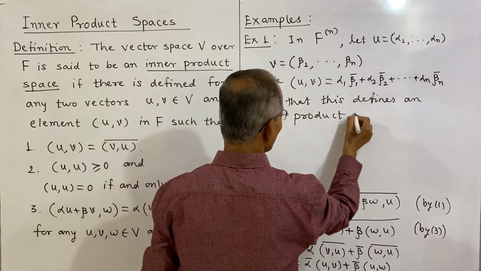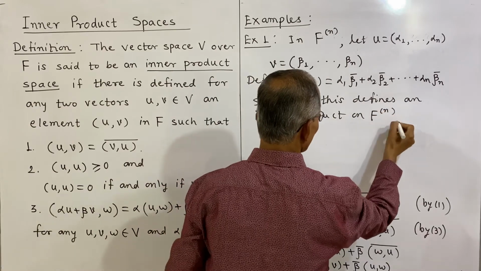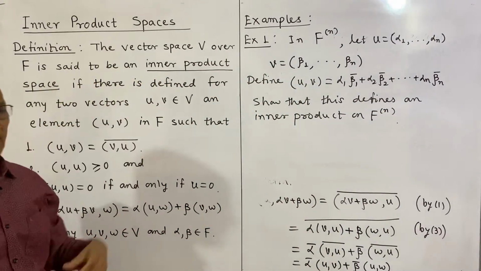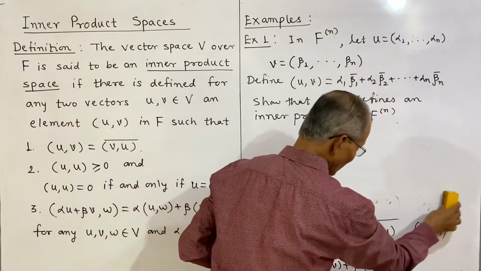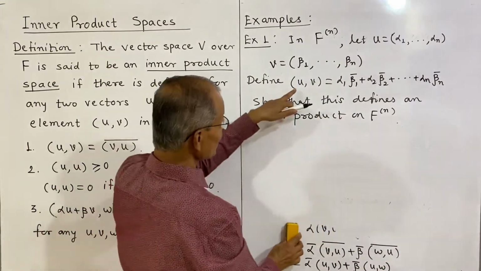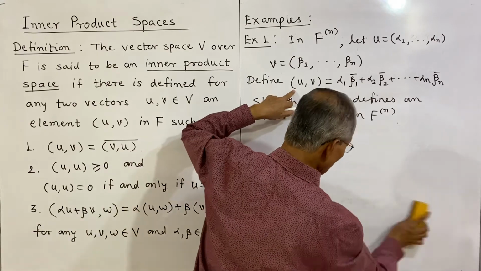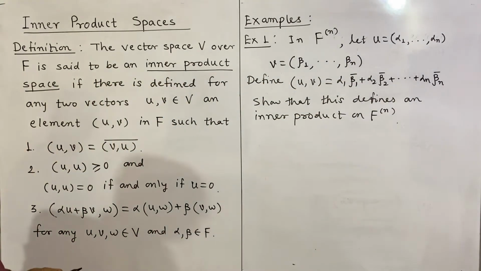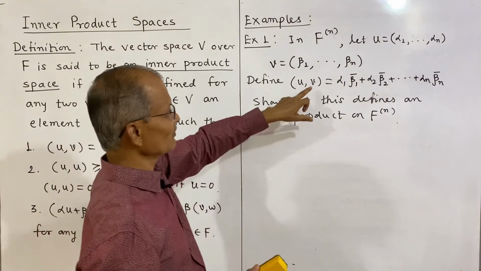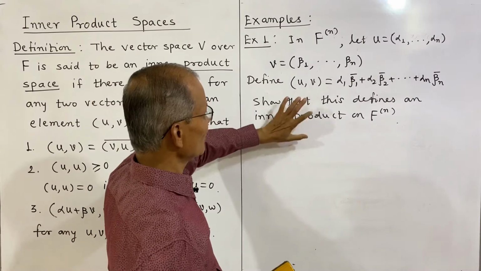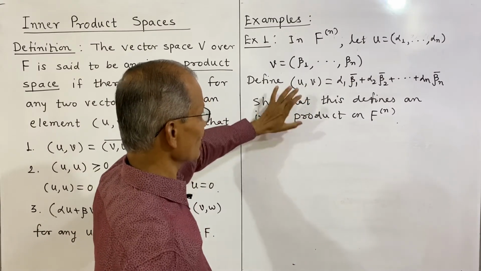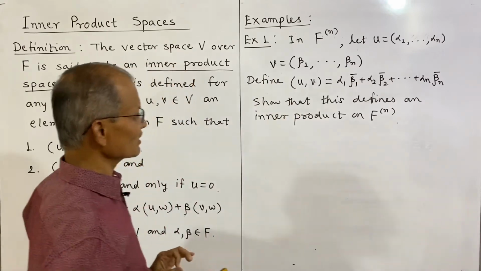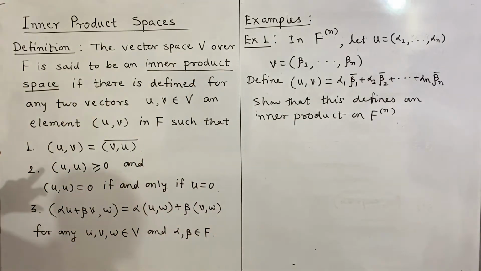Inner product on this vector space Fn. We have seen this is a vector space earlier, and now we have defined inner product by this definition, taking two vectors and defining their product in this way. The product may be defined in different ways, and this is the definition we have considered, and we will show that this defines an inner product, meaning this product satisfies all these three properties.